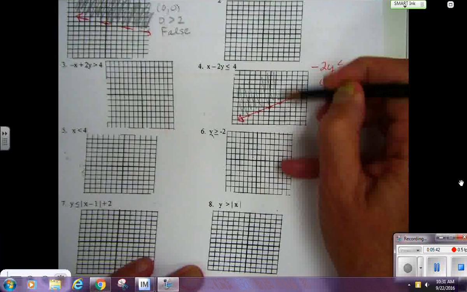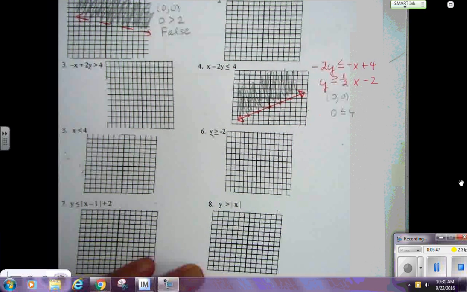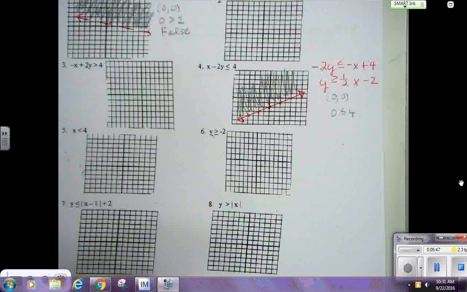Wait, so if it's not true, you shade on the other side? Right, if it's not true, you shade on the other side of where the point is. If it is true, you shade on the side it is.